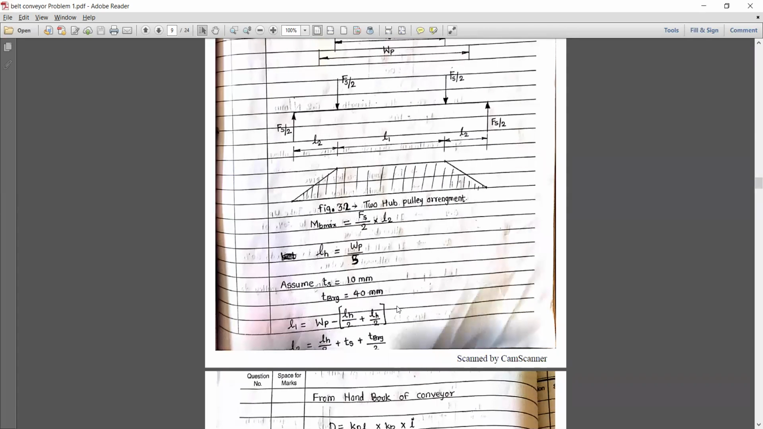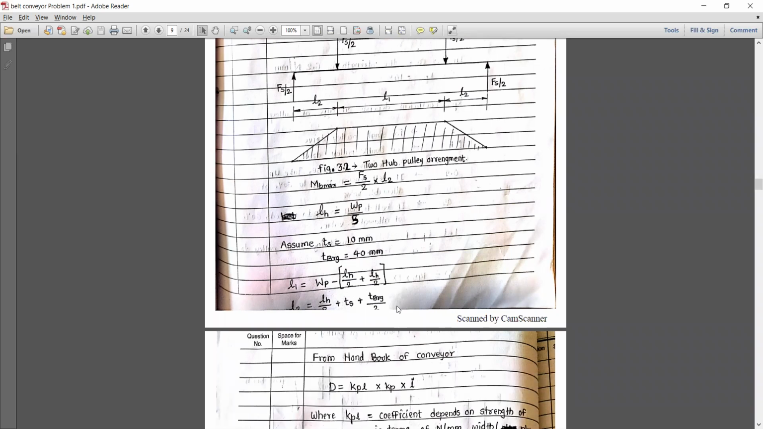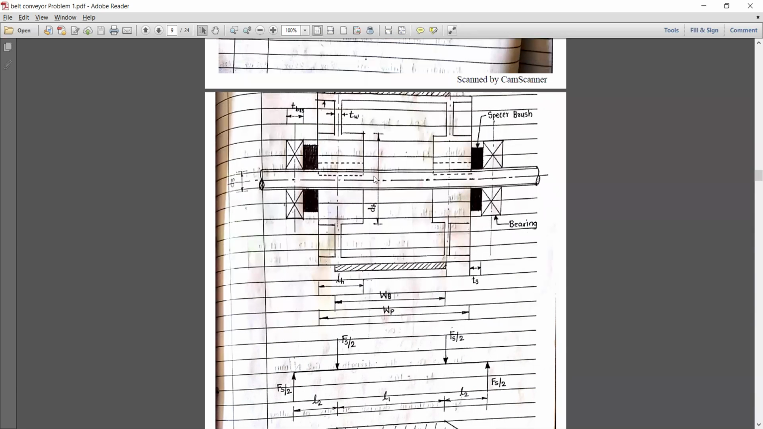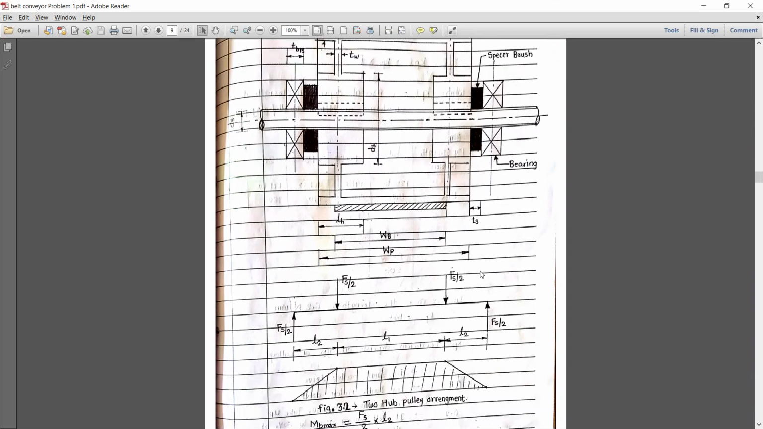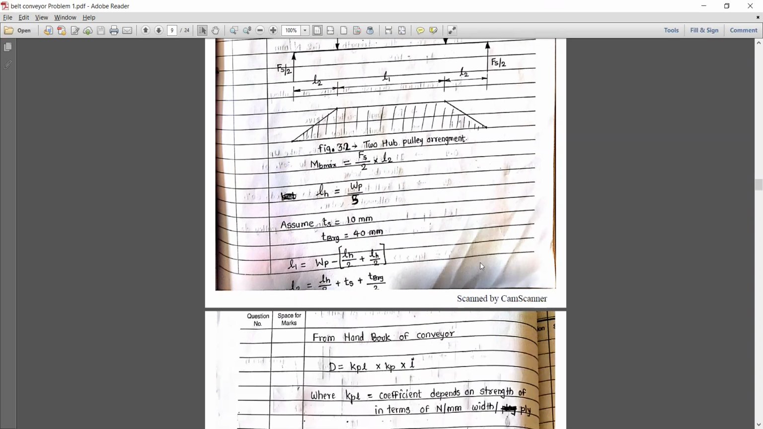LH is equal to Wp divided by 5, that is a basic assumption. So the length of hub is equal to width of pulley divided by 5. Assuming the thickness of spacer bush TS is equal to 10 mm, and the thickness of the bearing is considered as 40 mm. So L1 is equal to (Wp minus LH) divided by 2 plus LH divided by 2. And L2 is equal to LH by 2 plus TS plus thickness of bearing divided by 2.